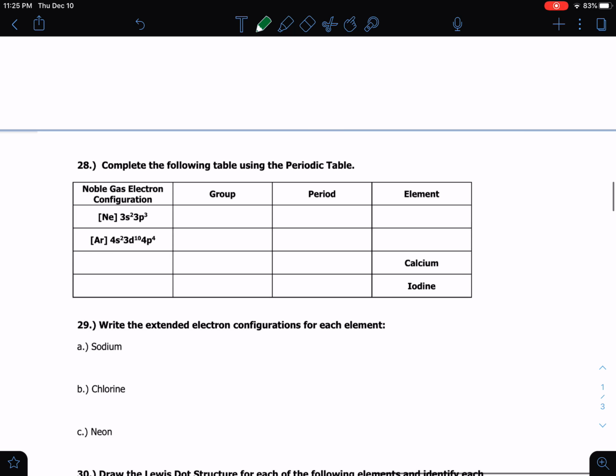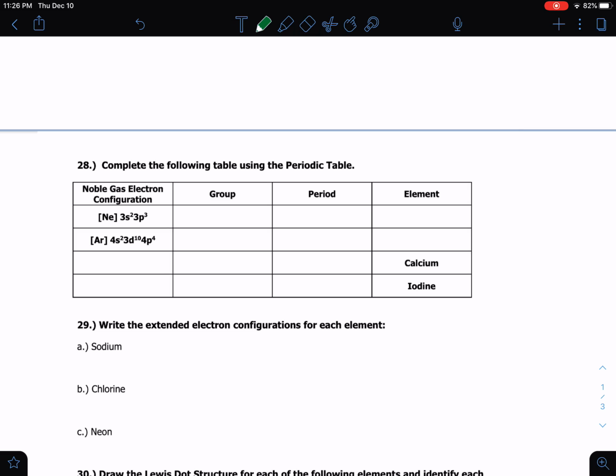Okay, so number 28, complete the following table using the periodic table. We gave you the noble gas electron configuration. So remember your noble gases, this is when you need the periodic table. Your noble gases are that last group on the right, starting with helium and going down. The noble gas shortcut was just a way that you could start there and then go down to the next level instead of having to start all the way at 1s and then doing 2s, then 2p, yada yada yada.